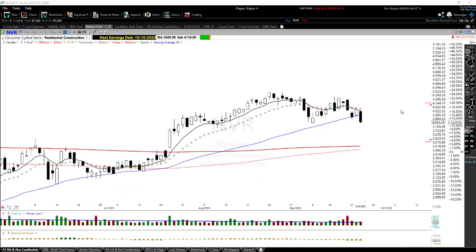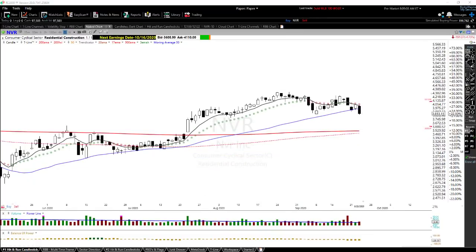Last one I have here is NVR. Breaking that 50. By the way, all these that we've looked at where we're below that 50, these are all set up in that blue ice failure trade here.